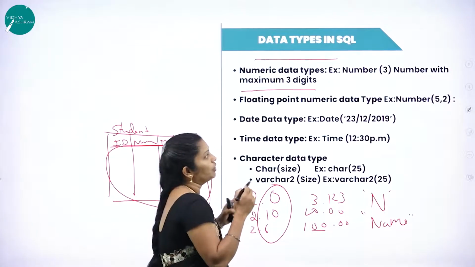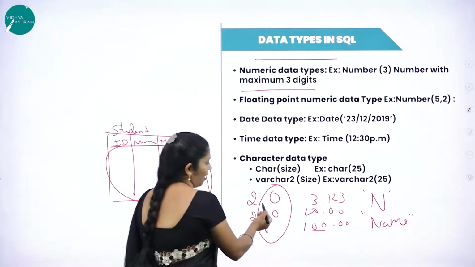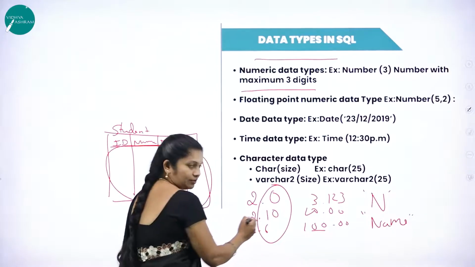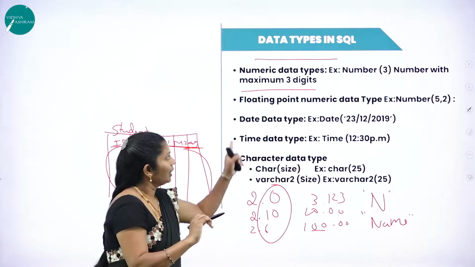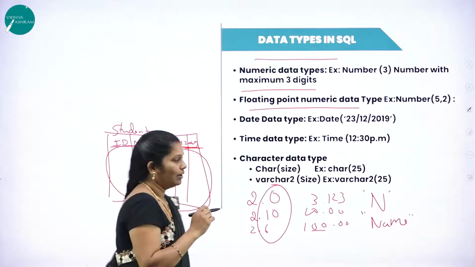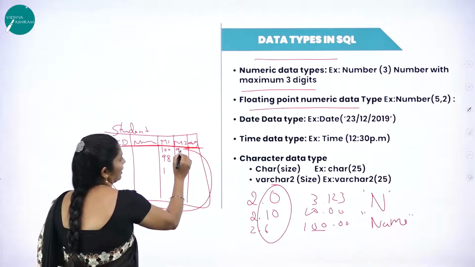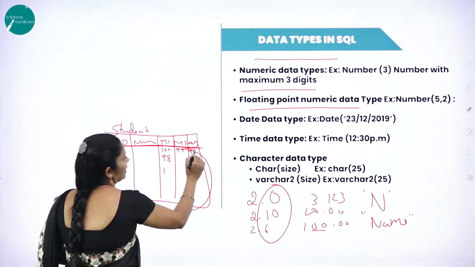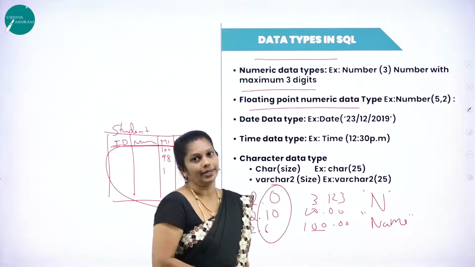Then I can also enter the floating point numeric data type. That means, as I already told you, if you have values after the point, it is called floating point values. If you have a fractional part, it is called the floating point numeric data type. For example, I want to take an average. One is 100 and one more is 99. Then what is the average? 99.5. At that time, we have to represent floating point numbers.